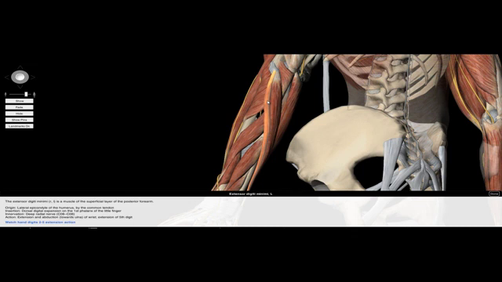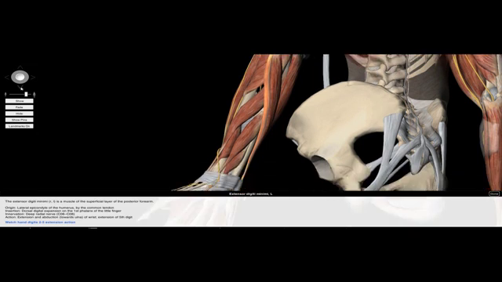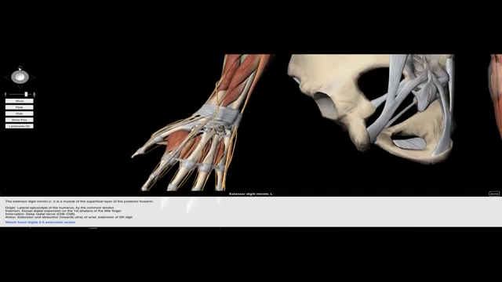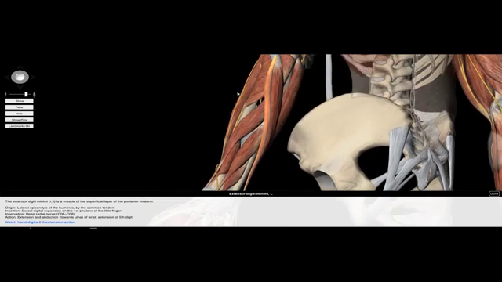The extensor digiti minimi originates off the common extensor tendon and inserts into the distal phalanx of the fifth finger. This allows extension and abduction of the wrist, and extension of just the fifth. So we do have a muscle that goes just to the fifth, which is the extensor digiti minimi, and we have one that goes just to the first.